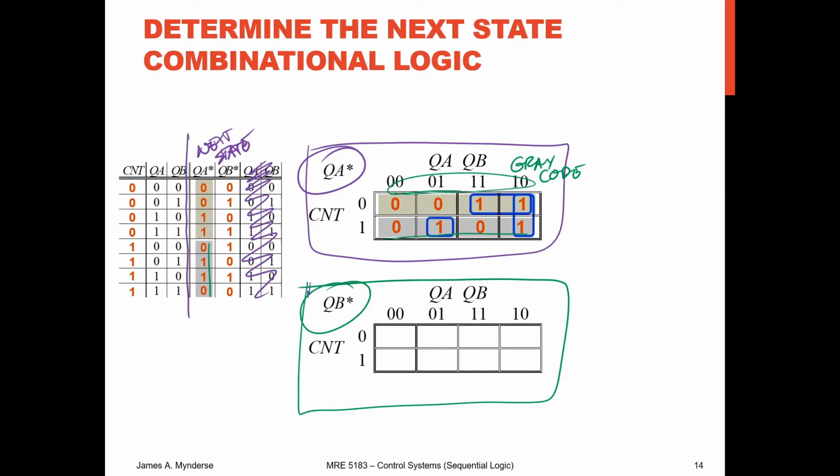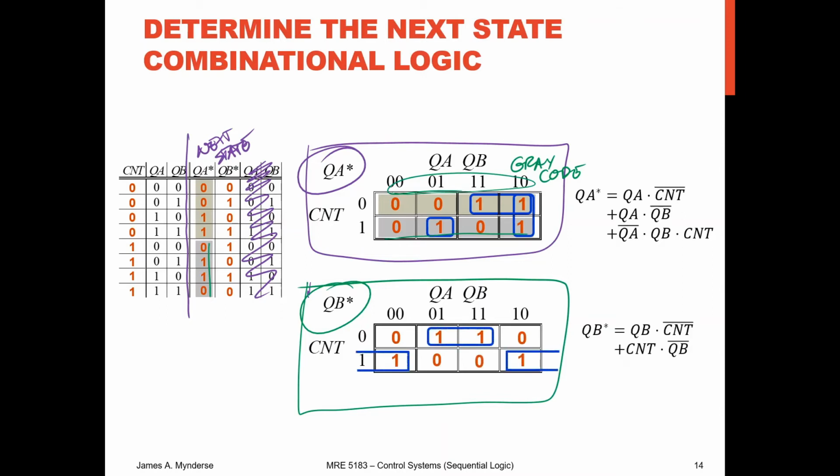So for the QA star, writing out the equation, there are things that we can combine, so we get an equation for QA star as a function of QA, count, and QB. For QB star, again, we're going to copy in our values from the table. We're going to group our adjacent ones, and we're going to write this out as our sum of products. So we've got an equation for each of these, for QA star and QB star. So that is our next state combinational logic, ready to go.